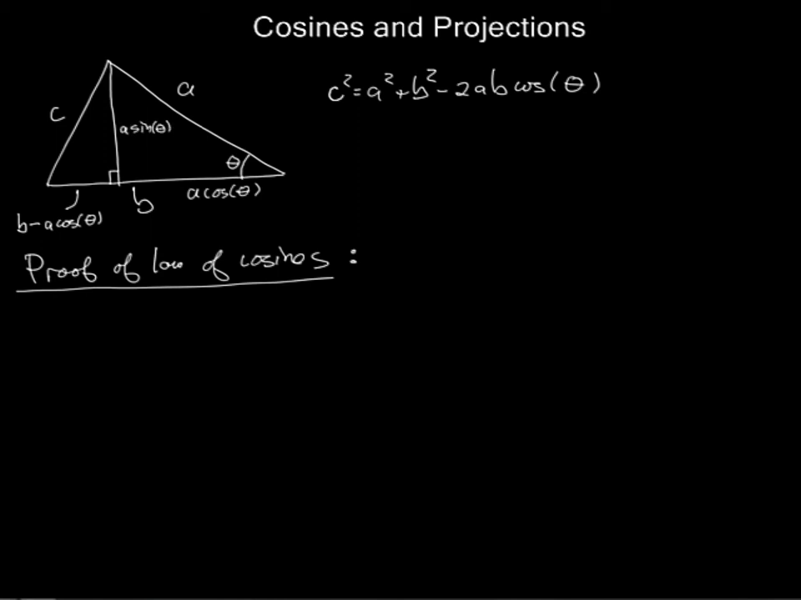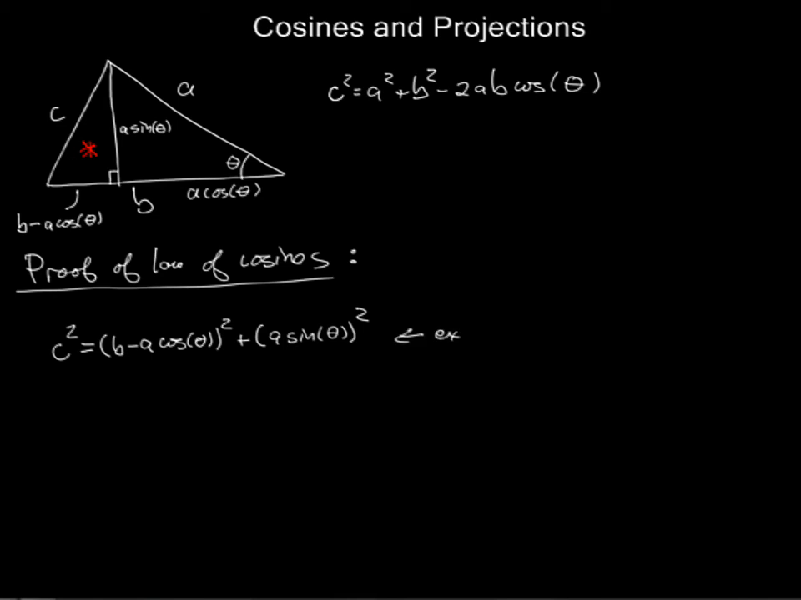Well, now look at this triangle here on the left. We know two sides of it, and by the Pythagorean theorem we can compute the third. c squared is equal to (b minus a cosine theta) squared plus (a sine theta) squared. And now you just have to work out the right-hand side and see what happens.